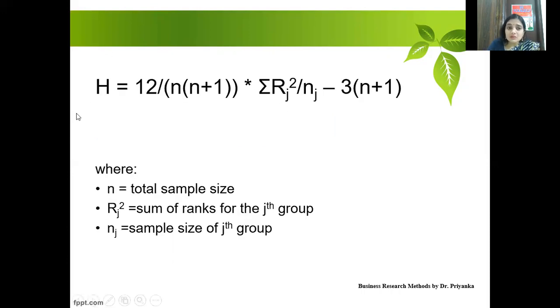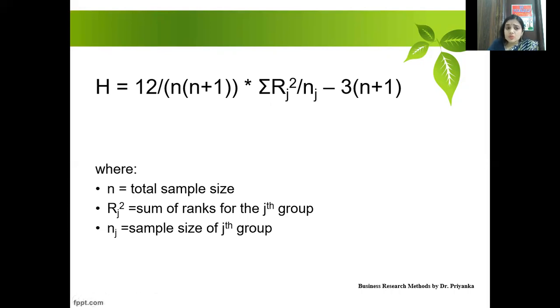The H statistic used for Kruskal-Wallis is equal to 12 divided by N into N plus 1, multiplied by the summation of Rj square divided by nj, minus 3 into N plus 1, where Rj basically is the sum of ranks for the jth group, and N is the total sample size, whereas nj is the sample size of the jth group.